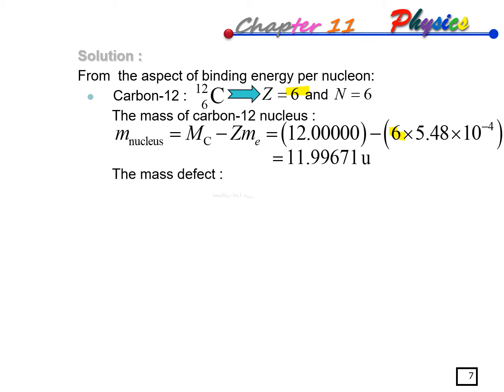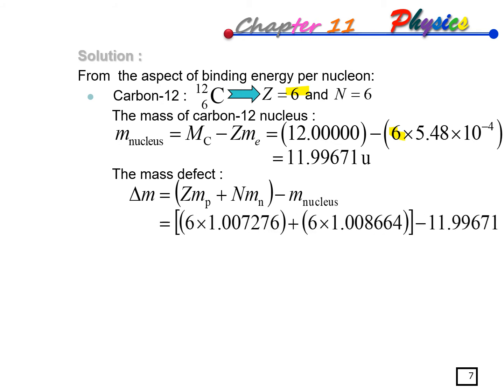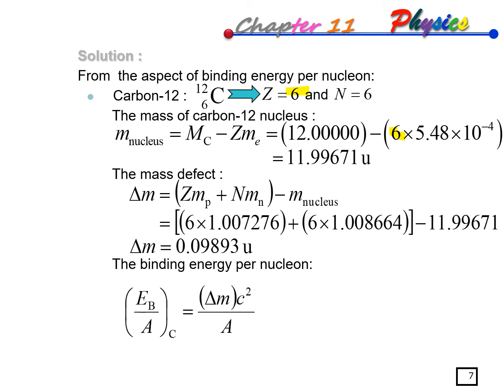For the mass defect, we take the total mass of the protons and the total mass of the neutrons, minus the mass of the nucleus, which gives us 0.09893 U. Then to calculate the binding energy per nucleon, we use delta m c squared over A.